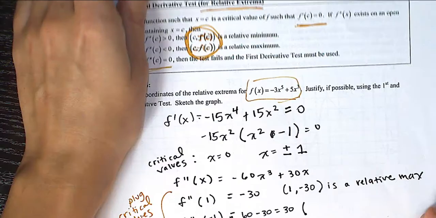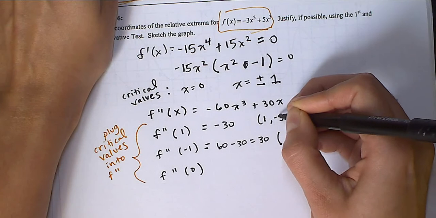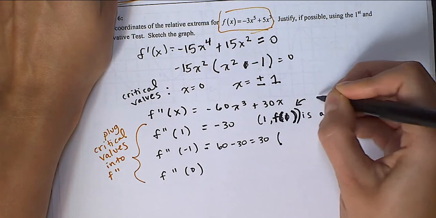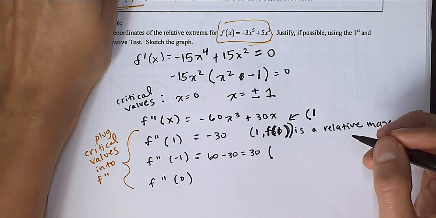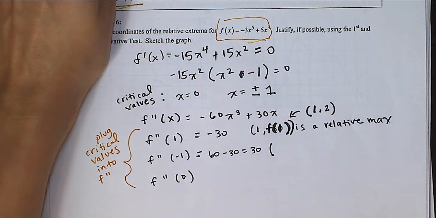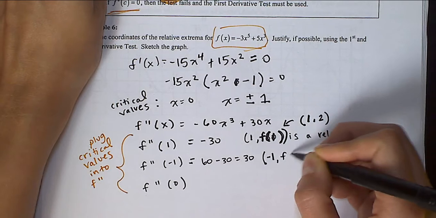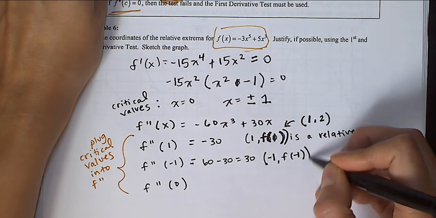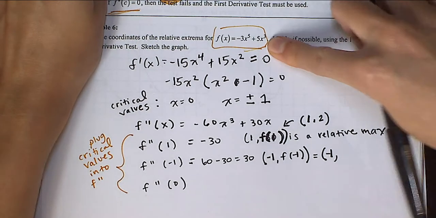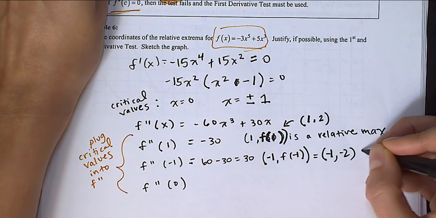Okay. So instead of 1 and negative 30, we're going to look at 1 and f of 1. And f of 1 is going to be, plug 1 into f, and you get 2. So 1, 2 is a relative max. And then here, negative 1, f of negative 1 is going to be a relative min. Plug negative 1 back into your original function, and we get negative 1, negative 2. That point is a relative minimum.